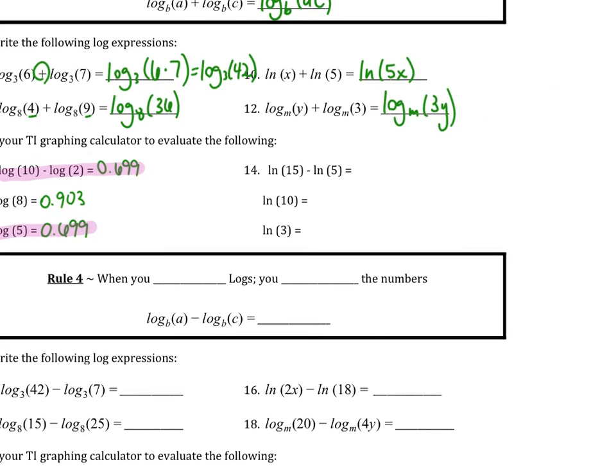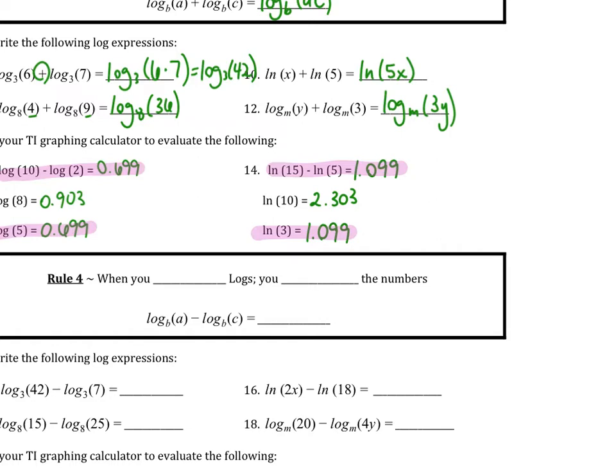Over here, natural log. If I take natural log of 15 minus natural log of 5, I get 1.099. If I actually subtracted 15 and 5, I get 2.303. How could I go from 15 and 5 down to 3? Just like how did I go from 10 and 2 down to 5? Well, regardless, I still get the same answer.